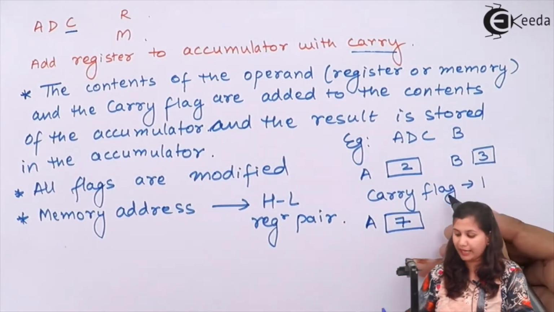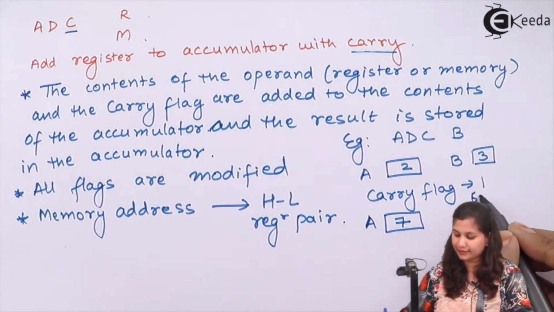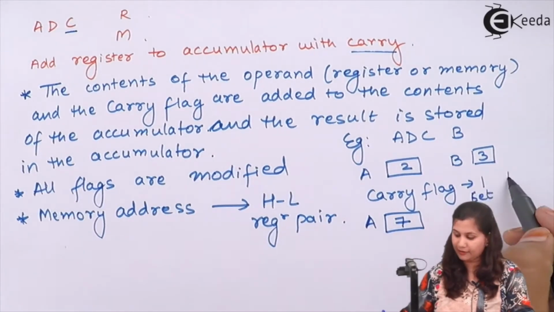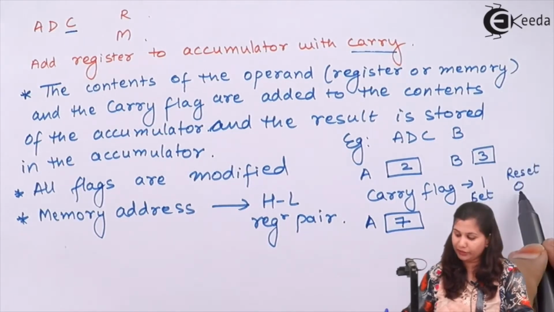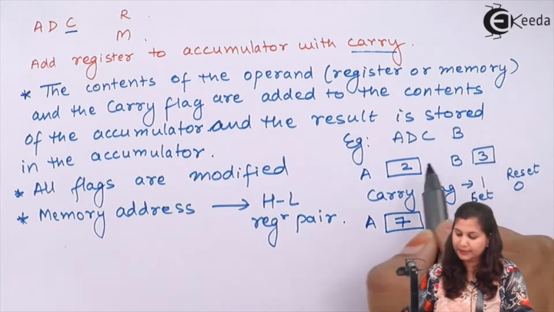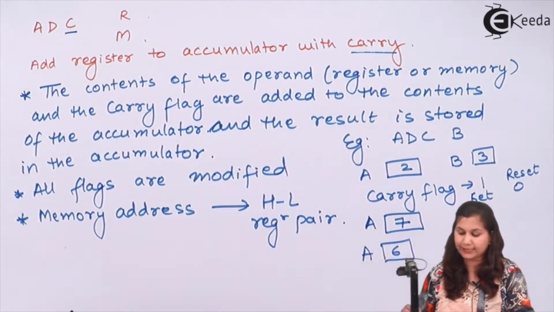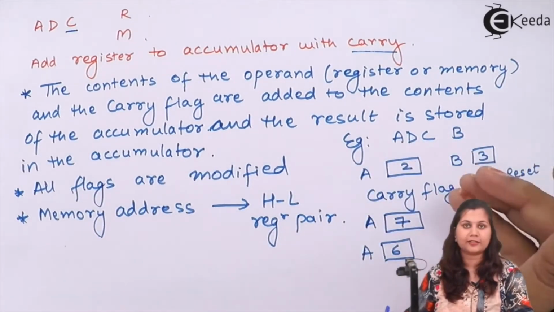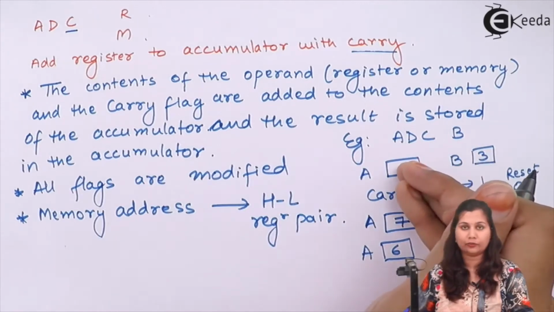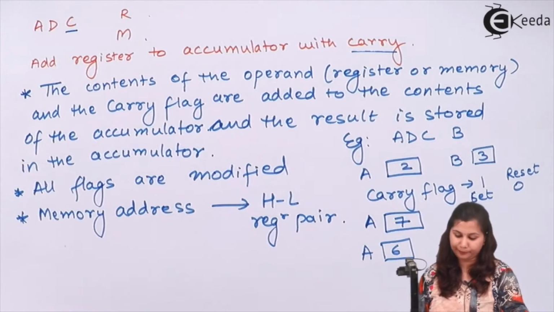Now suppose carry flag is equal to 0; it is the set condition if it is 1, and reset condition if its value is 0. So if it is 0, then 2 plus 3 plus 0, so the content of accumulator will be 5. So this is how the carry flag and the register are added up with the accumulator, and the result is stored in the accumulator itself.